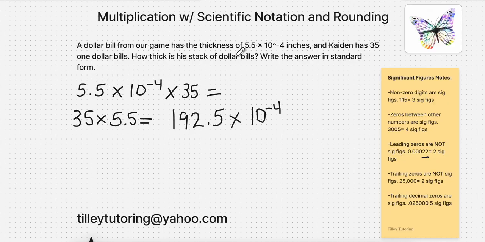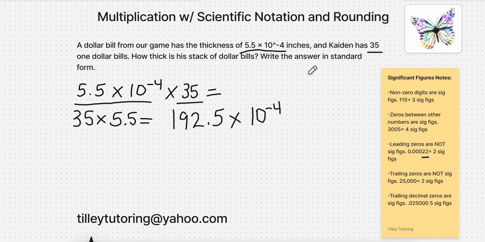So first, let's look at the numbers in our problem. Here, this 5.5 times 10 to the negative 4 is the thickness of a $1 bill. And Caden has 35. So we take the thickness of a $1 bill times 35 of them to get the thickness of the stack of dollar bills. So 35 times 5.5 is 192.5, and then we multiply that by 10 to the negative 4.